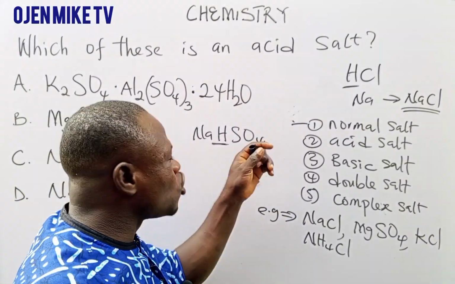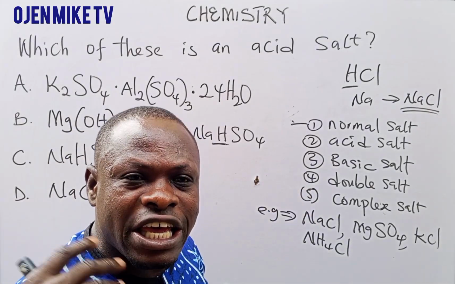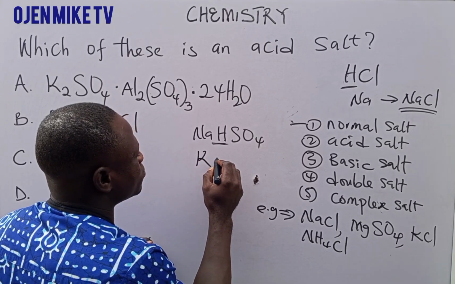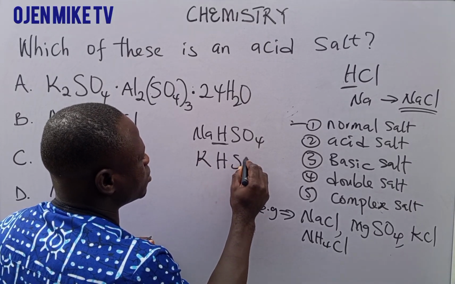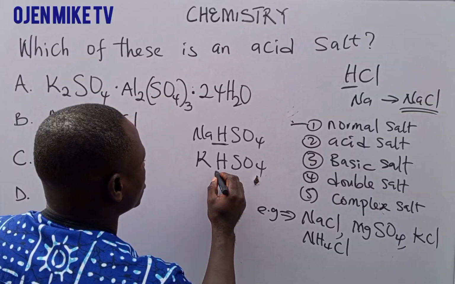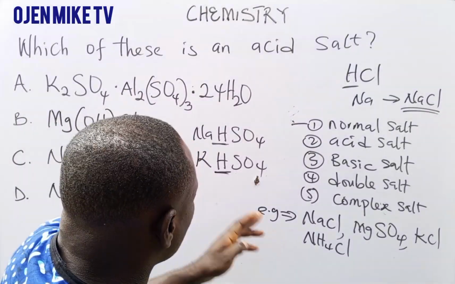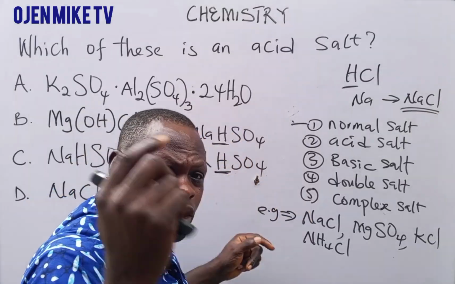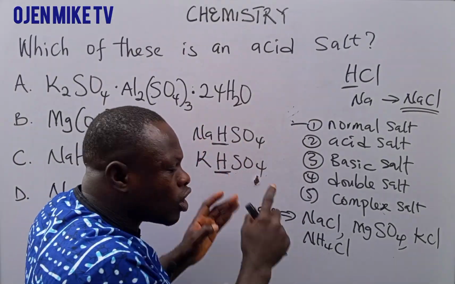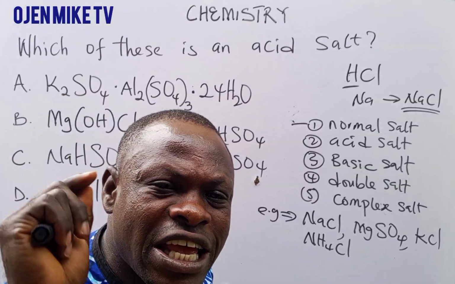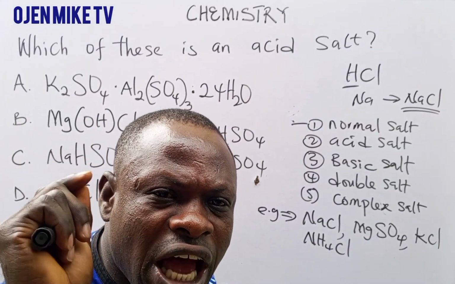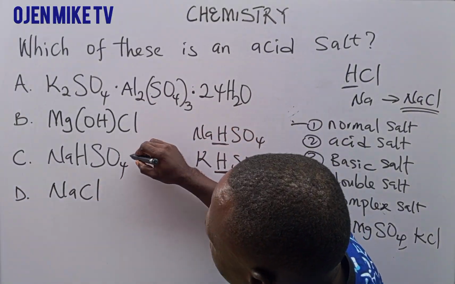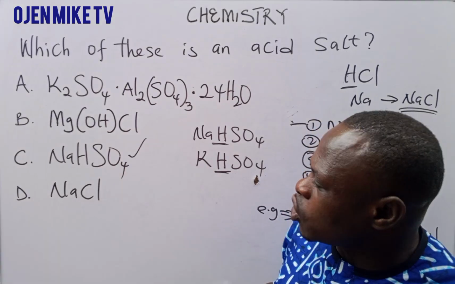Of course, an acid salt will give you the characteristics of an acid. You have something like KHSO4. Anytime you see a compound with a hydrogen atom in the middle of that compound, it is an acid salt. So let's check the options. This one is an acid salt. This one is a normal salt.